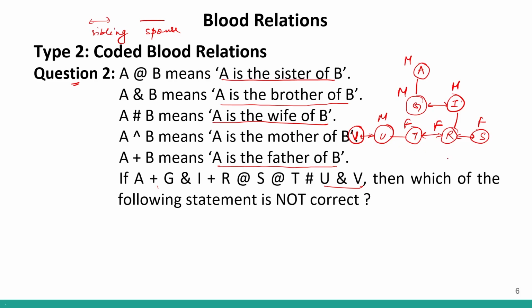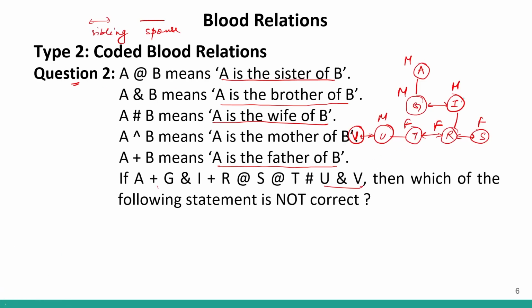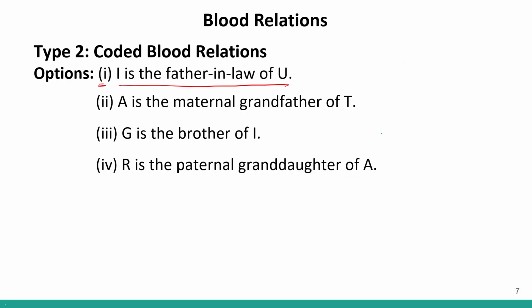Okay, we have to identify which of the following statements is not correct. So we have to first see which ones are correct, and the one that is not correct will be the answer. So let us look at statement number 1. Statement number 1 says, I is father-in-law of U. So let us check the arrangement. I is the father of T and T is married to U. So I would definitely be the father-in-law of U. So this one is correct.